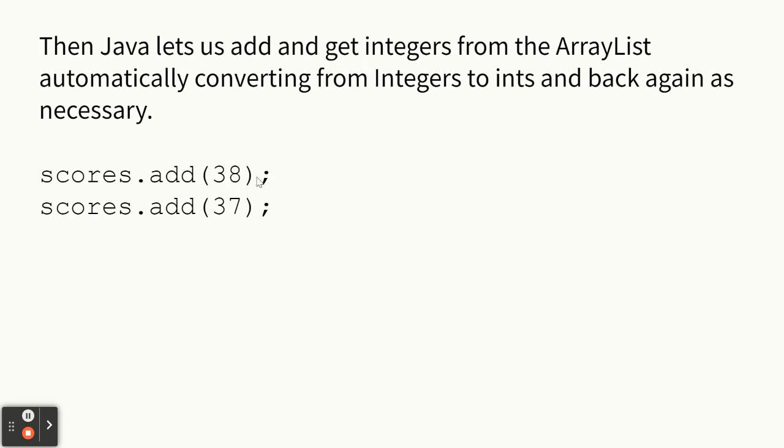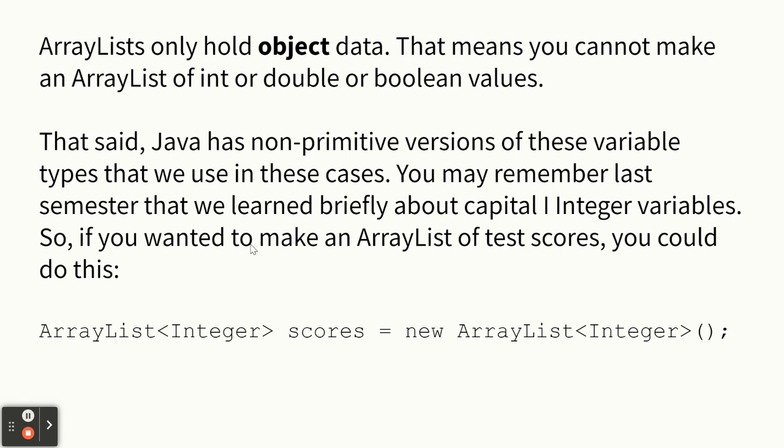Even though this is just a regular int, you can add it to the array list. It converts it to a capital I Integer, and then when you get it back, it automatically becomes a small i int. If I do ask you to create an array list of integers, you have to do it like this.